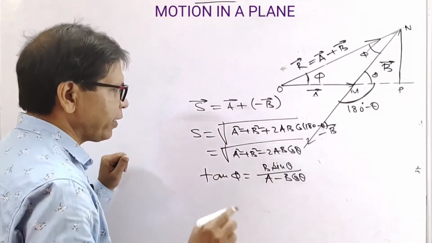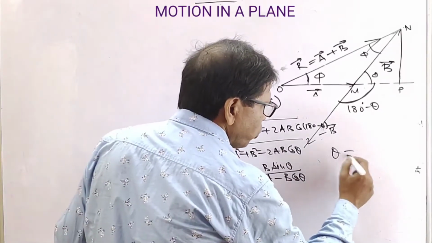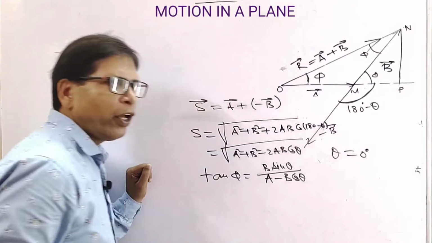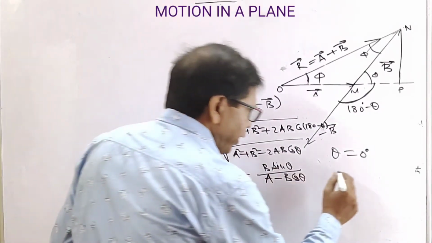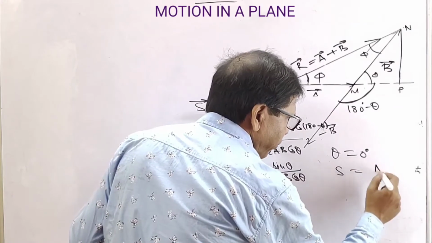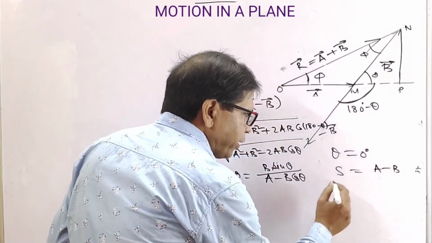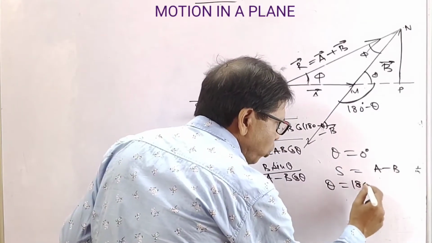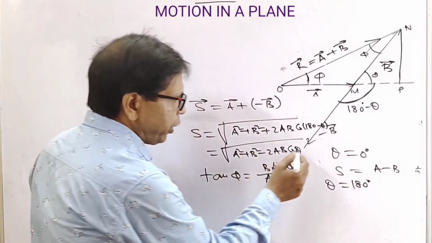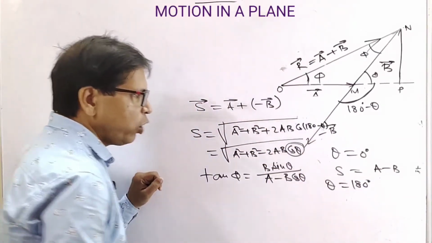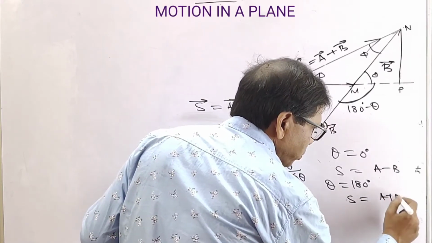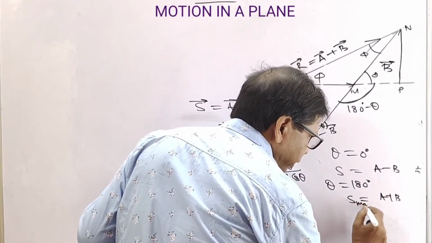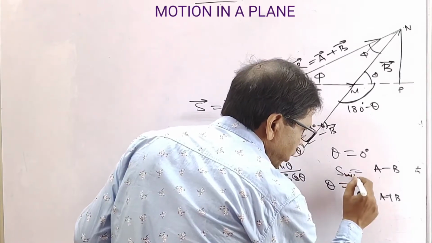Understood? Now special cases. When theta equals 0 degree, that is, vectors are collinear, S becomes A minus B. When theta equals 180 degree, cos is minus 1, so S equals A plus B. This is the S max and this is the S min.